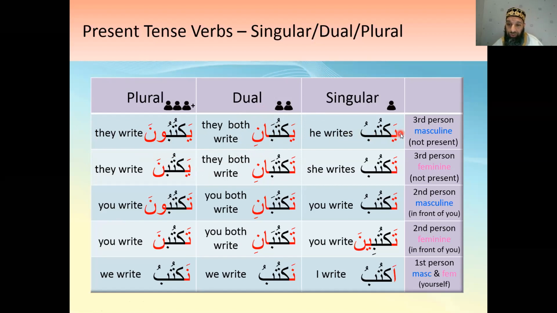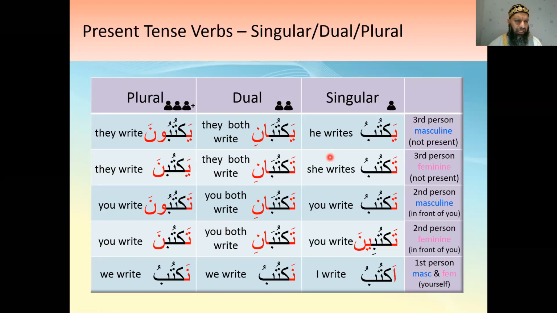So yaktubu, you stick a ya on to make it present tense. He writes. Yaktubani, they both write. And yaktubuna, they all write. The key thing here to remember is ya. Mostly worry about the males, masculine, because the feminine don't come that much. Masculine all begin with ya for third person. When the person is not here, yaktubu, he writes, yaktubani, them two write, yaktubuna, they all write. Right? You happy with that? So far, you happy with that line? Okay, it's just a matter of learning. You just have to learn, and this is like the last of the major learnings that you need to do because it's a totally new table.